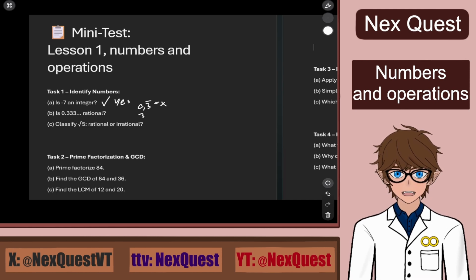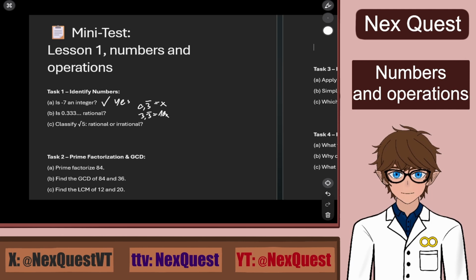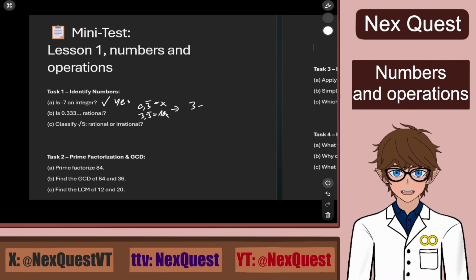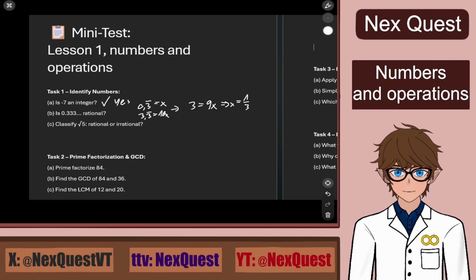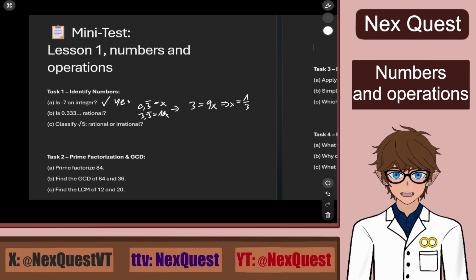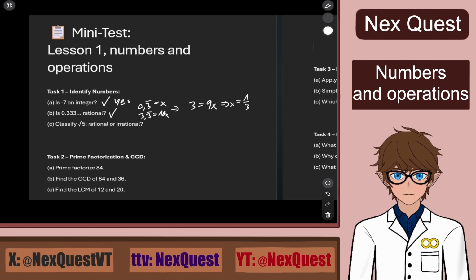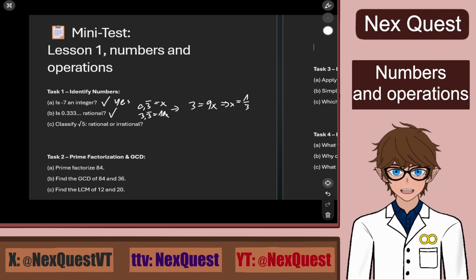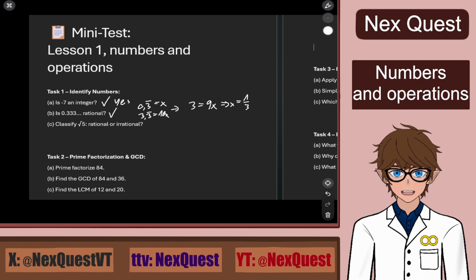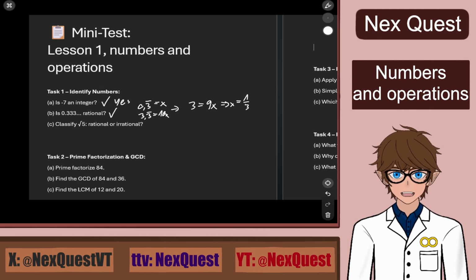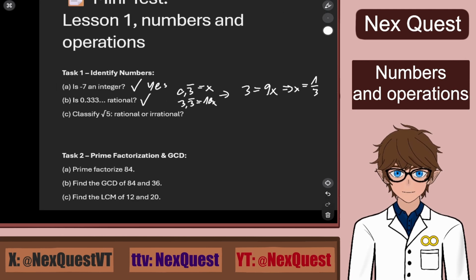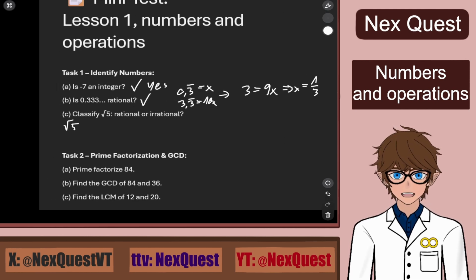Is 0.33333 repeating rational? Yes, we did the proof in the video. You can write that in the form of x equals 0.333, and 3.33 is 10x. If you put this together as we did in the video, we get that 3 equals 9x, therefore x equals 1/3, which is a fraction. It's a repeating decimal writing of the number, which means it's a rational number. Again, yes. Classify root of 5 as rational or irrational.